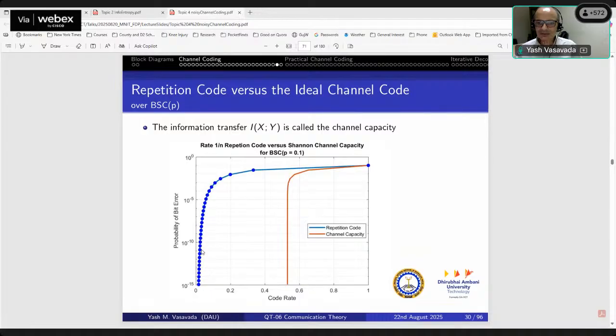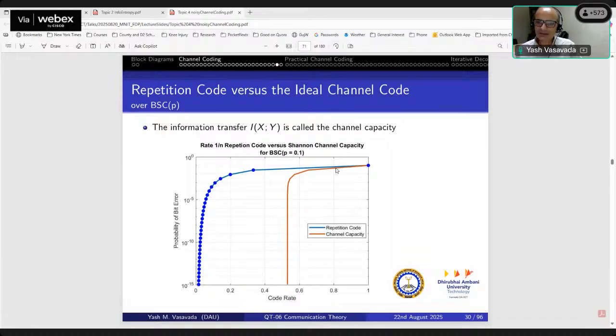But the point that I want to convey to you is that a lot of advances have happened to move this blue line, which is the repetition coding performance, to the performance of this red colored theoretical achievable line. This red color is coming from the information transfer rate, which we defined earlier: entropy of X minus conditional entropy of X given Y. That is what this red colored line is. The blue colored line is simply the repetition coding performance.